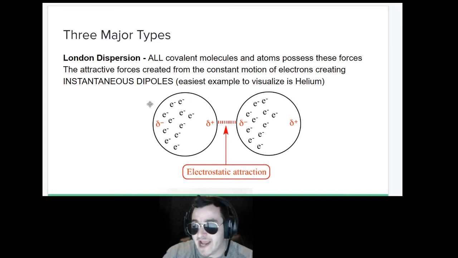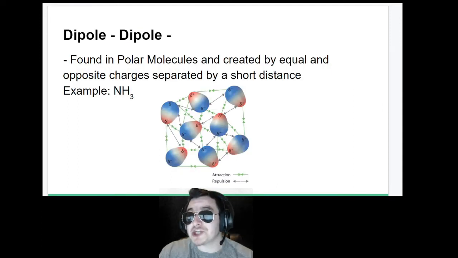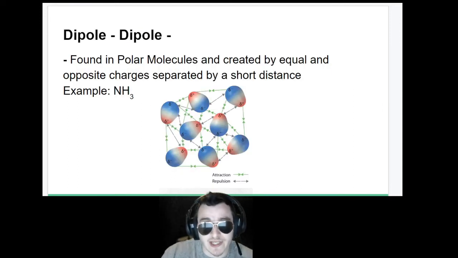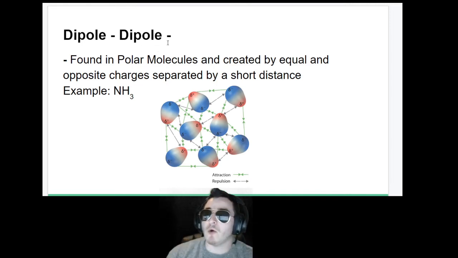So let's move on to our second. Dipole-dipole, which traditionally is stronger than the London dispersion forces. Sometimes you'll see this abbreviated dip-dip on pages or assignments, right? But this is the attractive force between polar molecules.